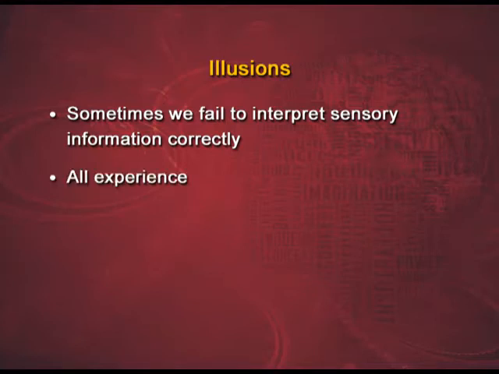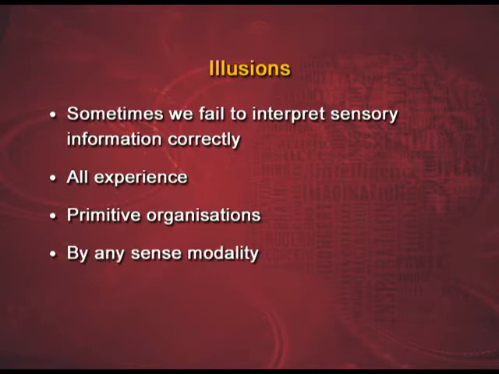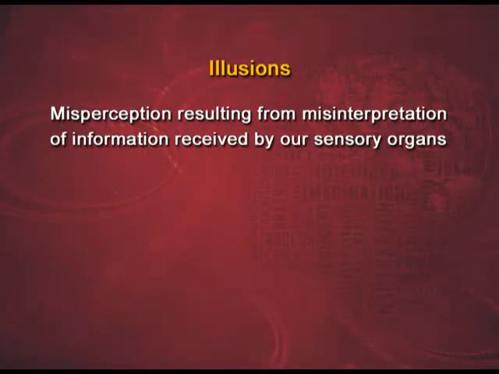We all experience such things. These are therefore known as primary organizations or illusions. They can be experienced by any sense modality, that is ear, skin, tongue. But the psychologists have most clearly and most intensively studied the visual illusions. By definition, illusions are the misperceptions resulting from misinterpretation of information received by our sense organs.